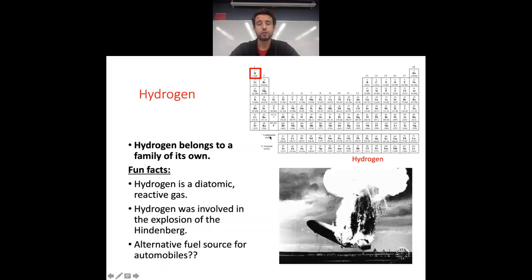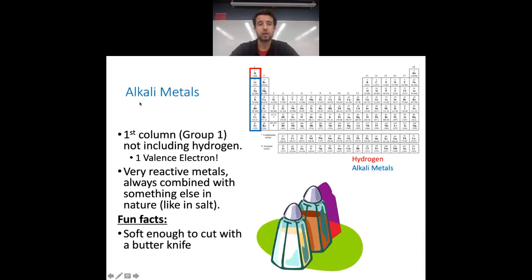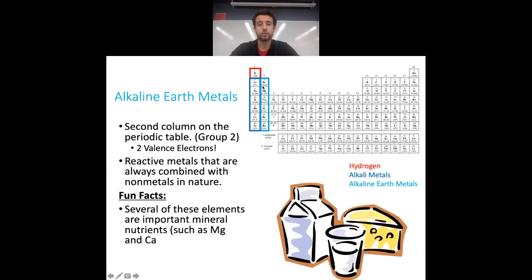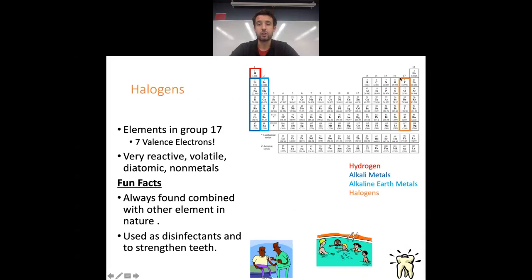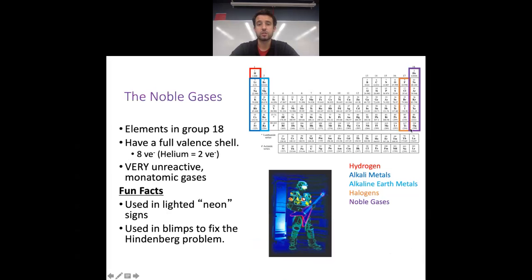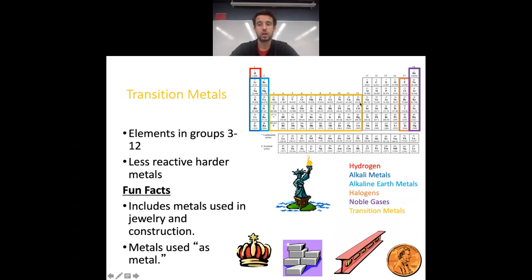So here we go. First thing we have is hydrogen. So go ahead and in this little red box up here, color in hydrogen, please. Next thing we have is alkali metals. Alkali metals are in this blue box over here. Color in alkali metals. Alkaline earth metals are over in this box. Please color in alkaline earth metals. Here are halogens over here in column 17. Color them in. Here are noble gases over here in column 18. Please color them in. Here are transition metals. They are columns 3 through 12 right here in the middle. Go ahead and color them in.